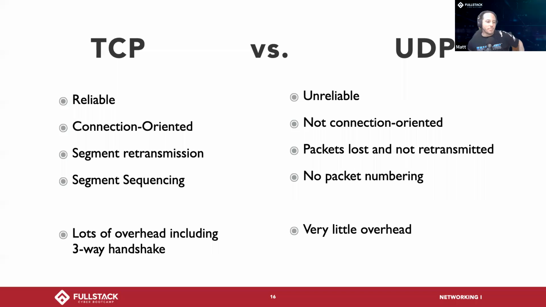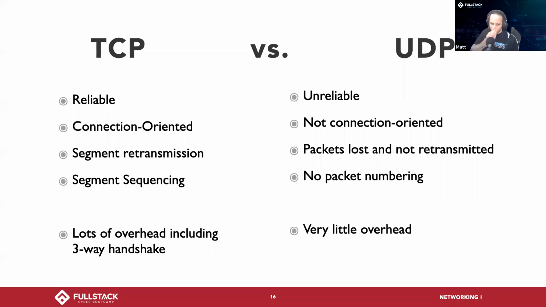TCP has what's called segment retransmission. You can imagine what that does, right? If a segment doesn't get sent, we're going to retransmit it. We're sure, right? With UDP, if a packet doesn't actually make it to its destination, too bad. I don't know about it. I sent it. TCP has segment sequencing. This is adding a number to each one of the packets saying which order it'll come out in. With UDP, we're just not going to do that. We're just going to send everything over in any order.